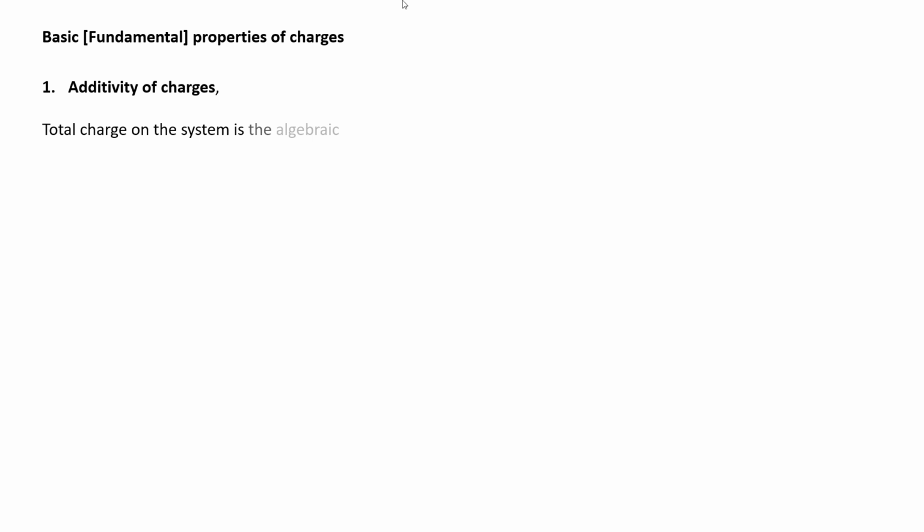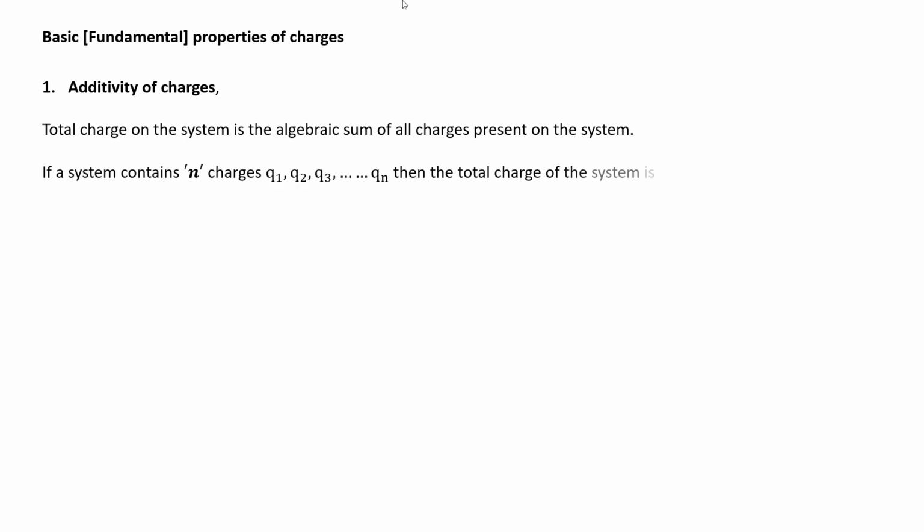So the total charge on the system is the algebraic sum of all charges present on the system. For example, if there are n charges q1, q2, q3 and so on up to qn, then the total charge of the system is the addition of all these charges. So this mathematical explanation is just telling us you can add the charges like a simple algebraic sum. Now let's come to the example. So the charges can be positive and negative.